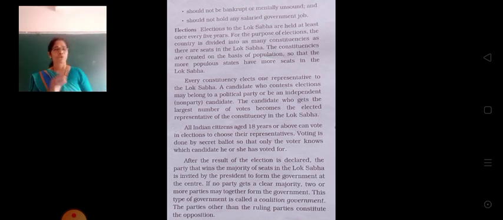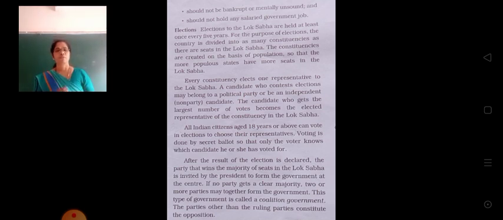Voting is done directly by secret ballot. Nobody will know whom the voter has voted for. It should be a secret ballot system, and nobody will know which candidate he or she has voted for.